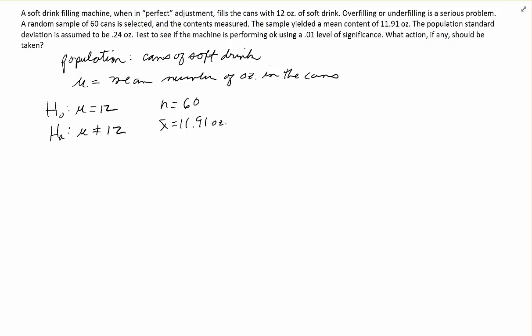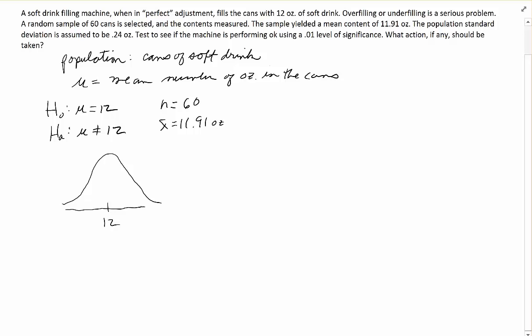Remember, this is just from a sample. This is just an estimate of the population mean. So 11.91 is not mu. It's a sample average. And it's evidence, maybe, that the machines are underfilling.